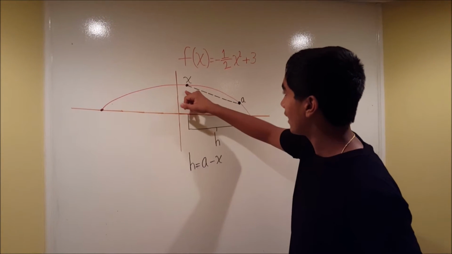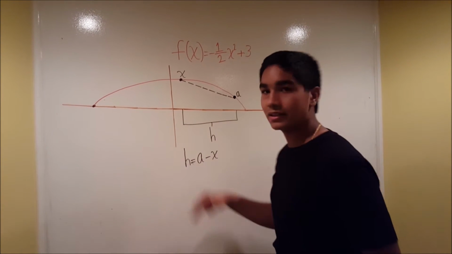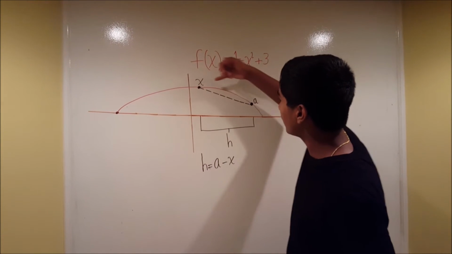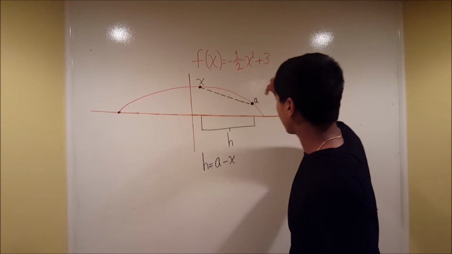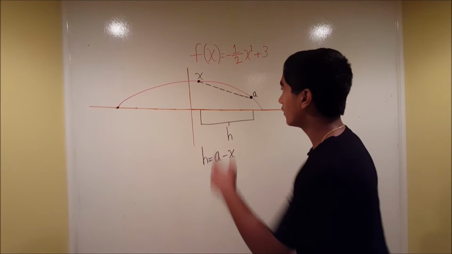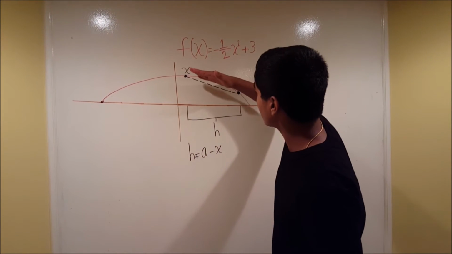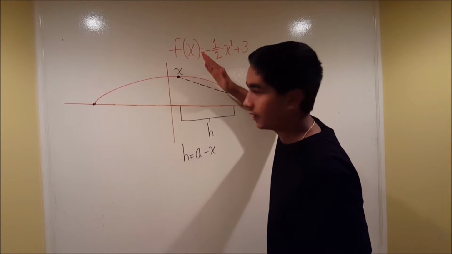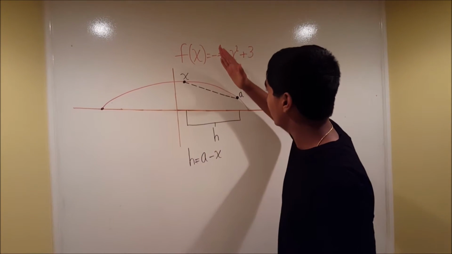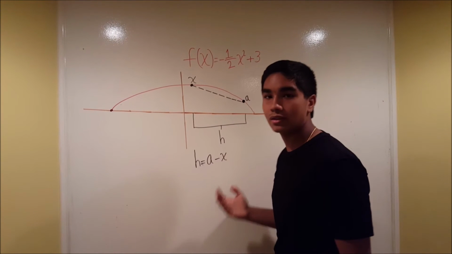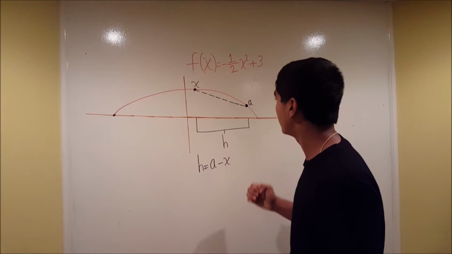Whereas a secant line, like this dashed line right here, passes through 2 points of the graph. So right here, it passes through point X and point A. So what would happen if point X got closer and closer to point A? Well, the secant line would start moving like this. It would become more negative. Well, that just means that it's getting closer to the tangent line, right? We're going to use this to find out the equation of the derivative.